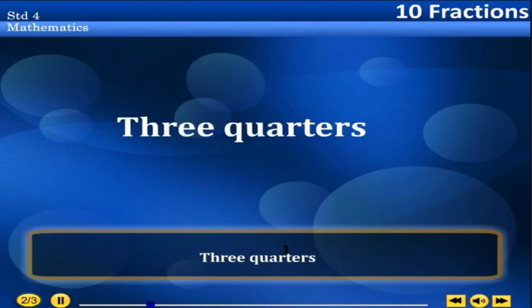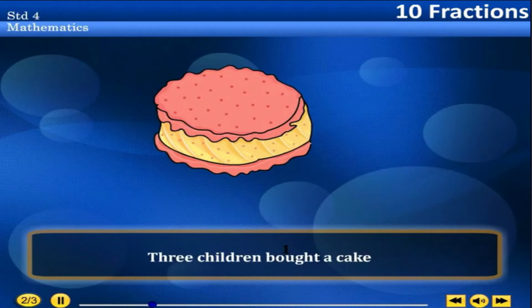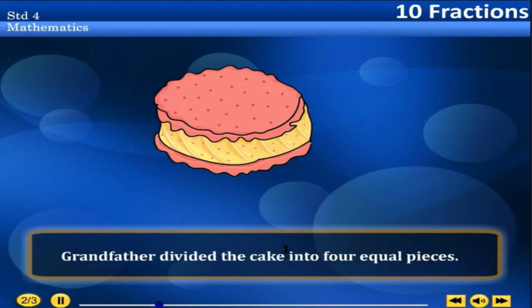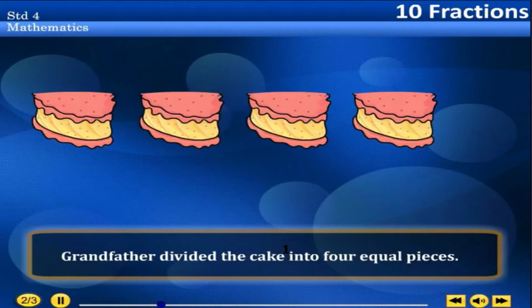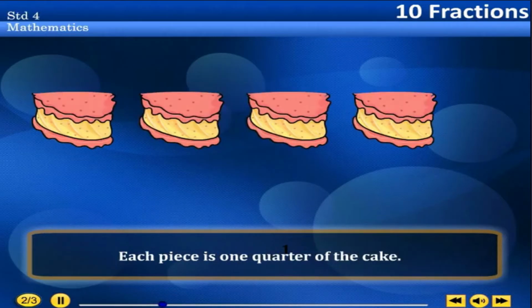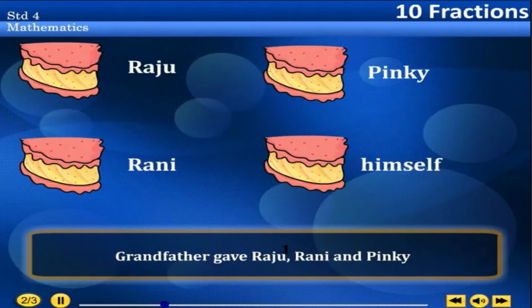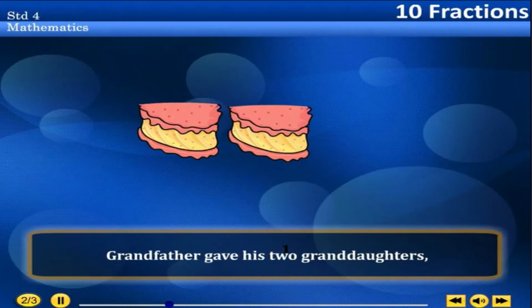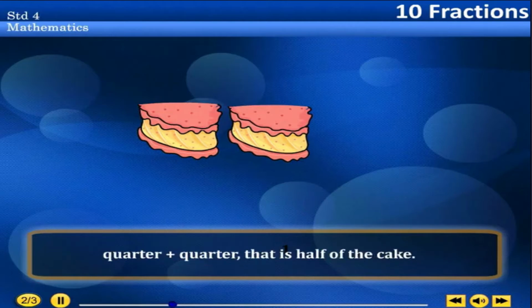3 quarters. 3 children bought a cake and asked their grandfather to divide it equally among the 4 of them, including himself. Grandfather divided the cake into 4 equal pieces. Each piece is 1/4 of the cake. Grandfather gave Raju, Rani, and Pinky 1/4 each and kept the last quarter for himself.